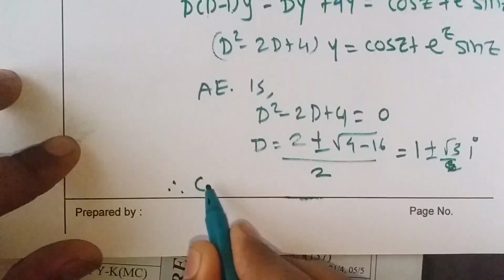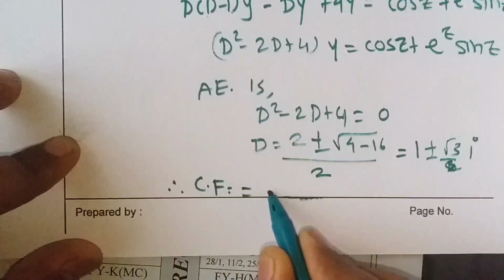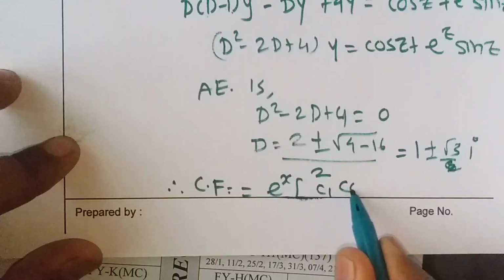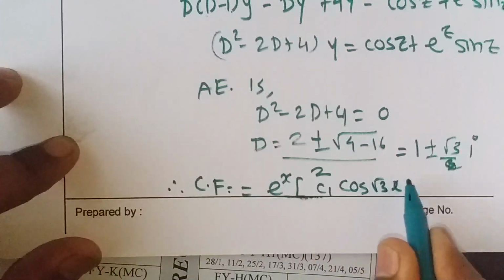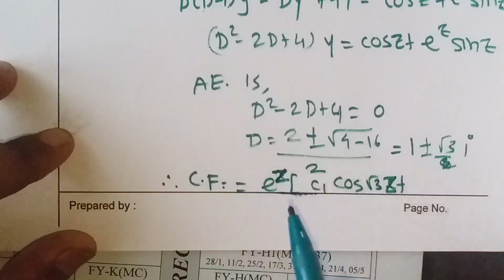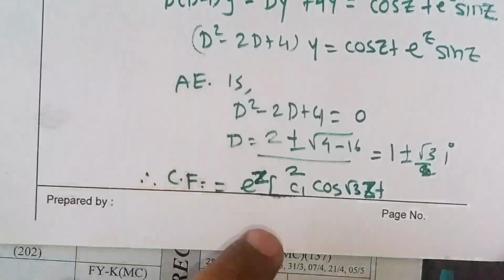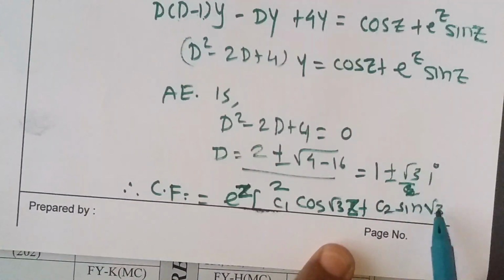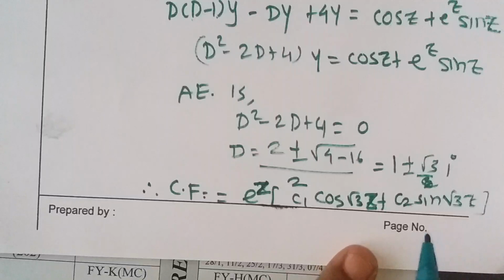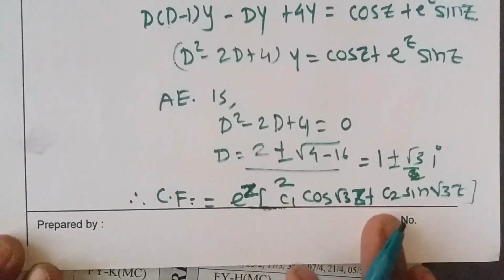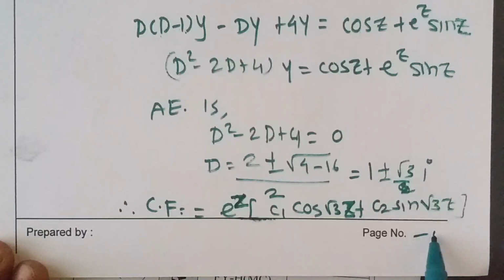Therefore the CF for this imaginary pair of roots is e raised to z, where 1 is the alpha, times C1 cos root 3 z plus C2 sine root 3 z. Sorry, it is z, not x, because the differential equation is in terms of z. That care we have to take. If you write this answer in terms of x, finally you can't do the back substitution, so carefully write the answer in terms of z. Give this equation number 1.